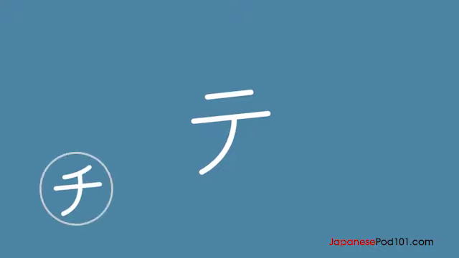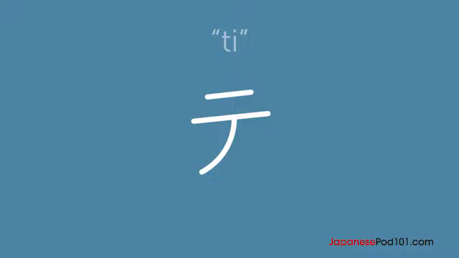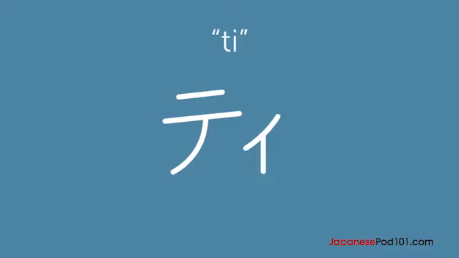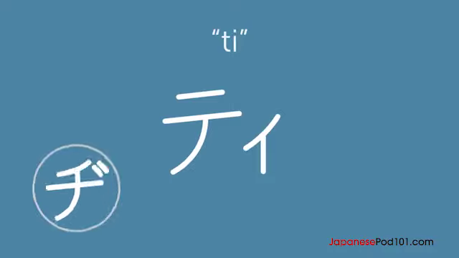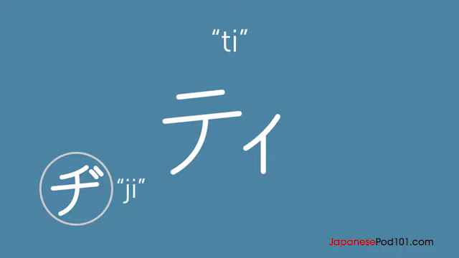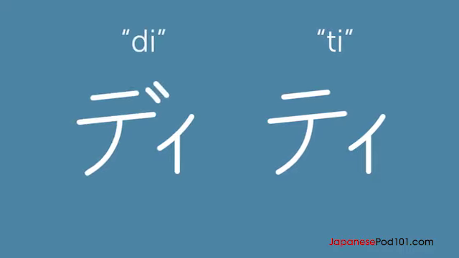Since chi has the ch sound, the t column doesn't have a native ti syllable sound. So for long words that have this sound, the ti digraph is created. And since chi with the dakuten is pronounced ji, a long word with the di syllable, on the other hand, can be written using the di digraph.